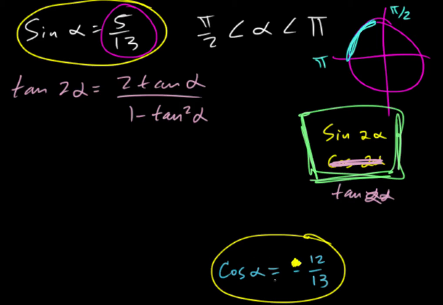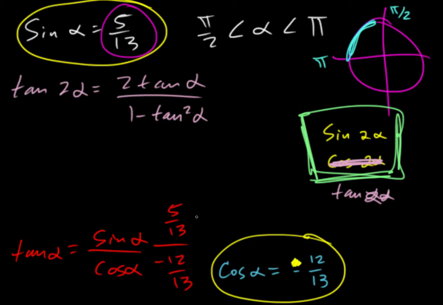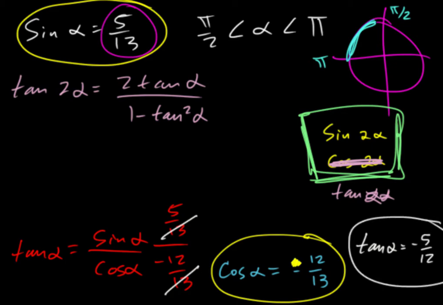Now, I think it's helpful if we find out the value of tangent alpha first before we try to plug it in. And so tangent alpha is equal to sine alpha over cosine alpha. So we have our sine, which is 5/13. We have our cosine, which is negative 12/13. Since those have the same denominator, those cancel. And so tangent alpha is equal to negative 5/12. Alright, now we can plug that in up here. So we're going to get 2 times negative 5/12, and then 1 minus negative 5/12 squared.